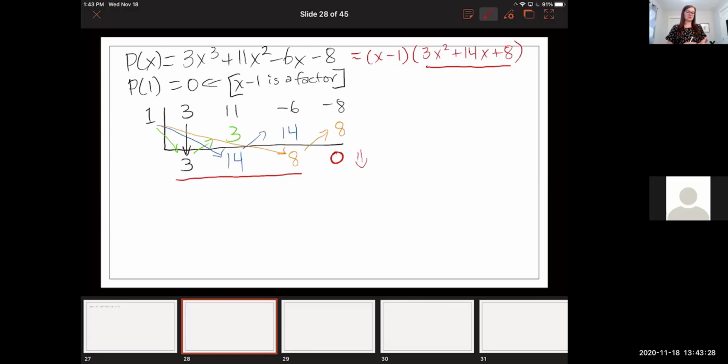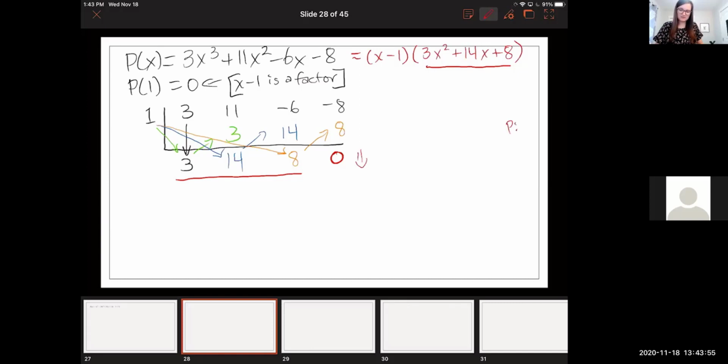I could also use the quadratic formula. I could use my regular factoring strategies of product and sum and splitting the middle term. So you have lots of options once you're down to a quadratic. Let's see if this one's easy enough to find a product and sum for.